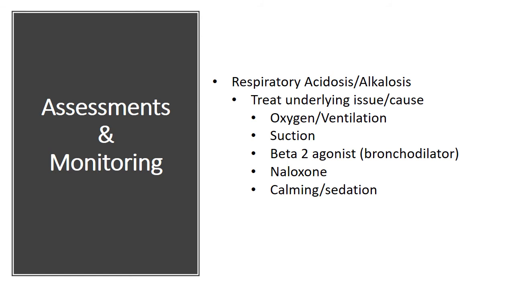So in terms of respiratory acidosis and alkalosis, the big thing is just to treat those underlying issues or the underlying cause. So if they're hypoxic or they're hypoventilating, give them oxygen, ventilate them. If they've got an inadequate airway, create a patent airway, suction them out. If they're having ventilation and airway issues, give them those beta-2 agonists, open up their bronchioles, let that diffusion and gas exchange occur again, or bring back that respiratory drive by giving them naloxone. If they're to the point where they're hyperventilating, it's a psychiatric issue. It may just be as simple as calming them down, trying to get them relaxed, or it could mean complete sedation of that patient so you can take over the respiratory drive.